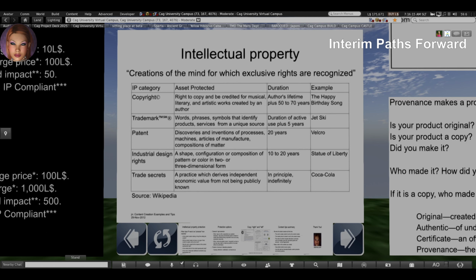Industrial rights are similar to patent. The Statue of Liberty had an industrial design right protection on it for 10 to 20 years. And basically, if you have something that you just can't copyright or otherwise patent or it's going to get stolen, you keep it a secret, which is a trade secret. So these are the ways that you protect property.